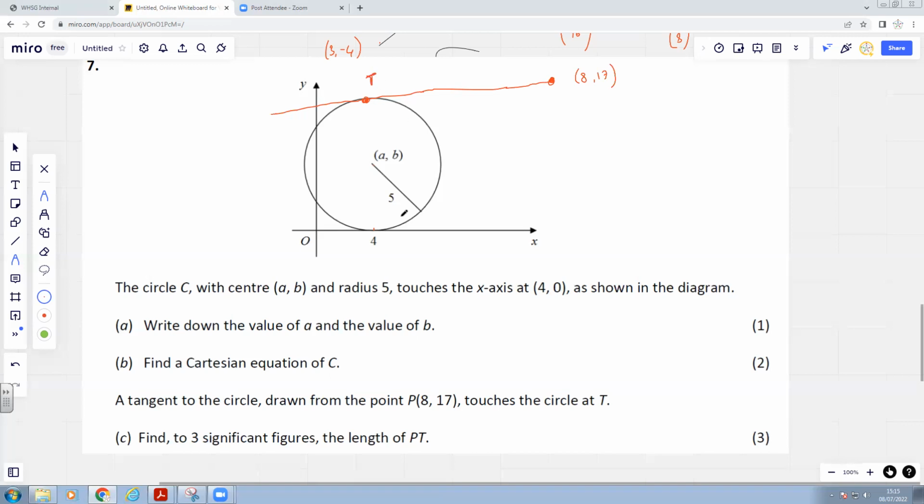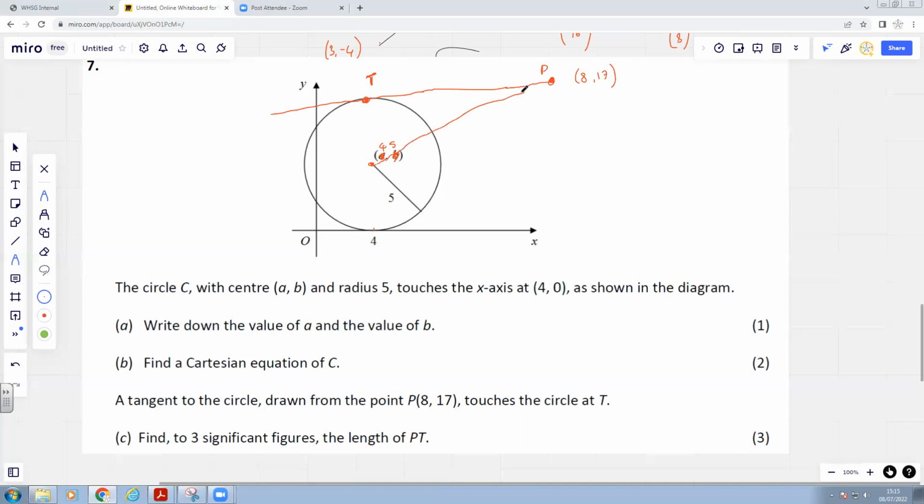Now we don't have to find the coordinates of T here, do we? No, we've got to find the length PT. Now here's P, here's T. Now we already know that the center is (4, 5). There we go. So we already know that's (4, 5).